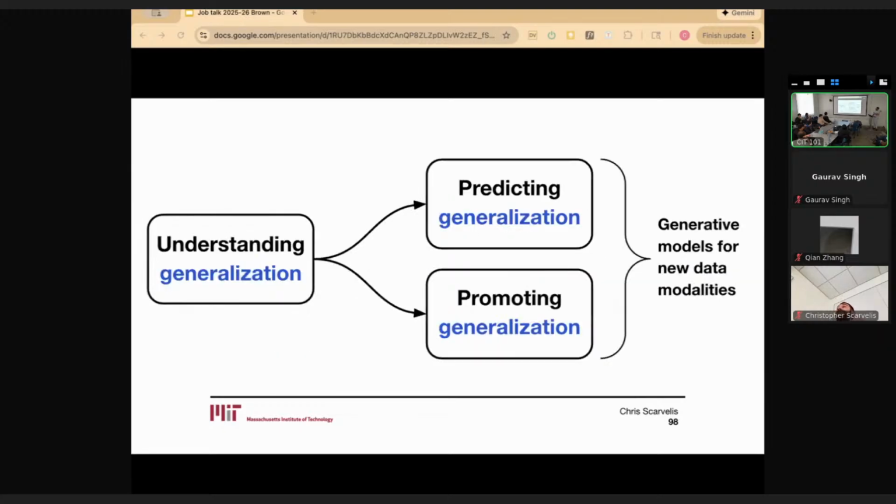Once we can understand how generative models generalize, we're going to be well placed to predict and promote generalization. And here's what I mean by this. Suppose you're developing a generative model for a new data modality, which a few years ago might have been 3D shapes or molecules. Now, right out of the gate, you're dealing with some fundamental challenges.